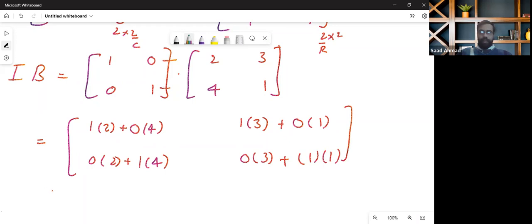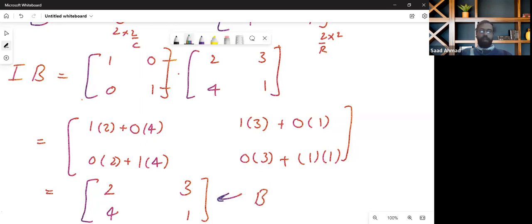So let's just add them and see what we get. 1 times 2 is 2, and plus 0 is just 2. Okay. And then 1 times 3 is 3, plus 0 is just 3. And then 1 times 4 is 4, and 0 times 2 is just 0. Similarly, 0 times 3 is 0, and 1 times 1 is 1. So you see, this is the original matrix B that we started with.